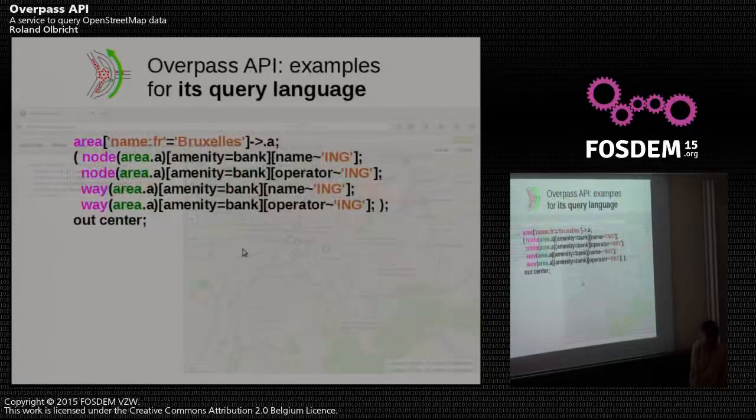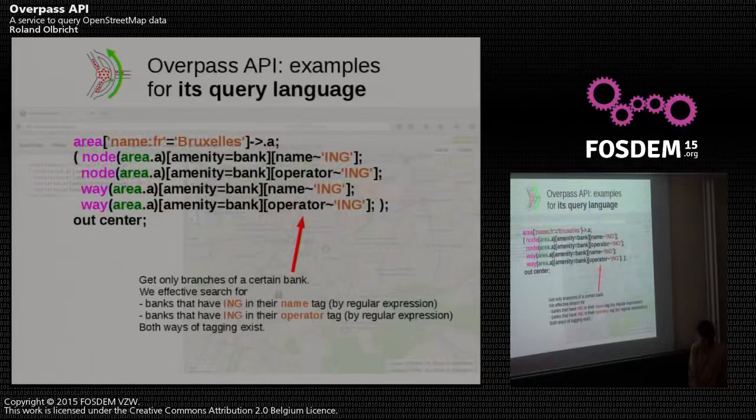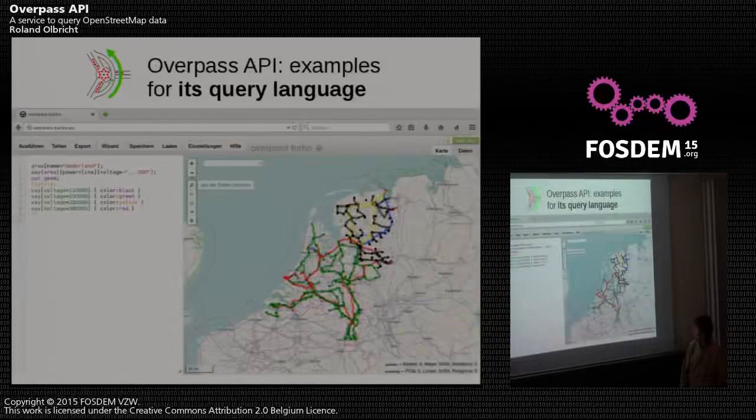Okay, as I've just told, we could have the ING shortcut either in the name or the operator. These are the common ways to map bank chains or supermarket chains or whatever. Okay, so I could proceed with the final example. That's the one that you have already seen before.